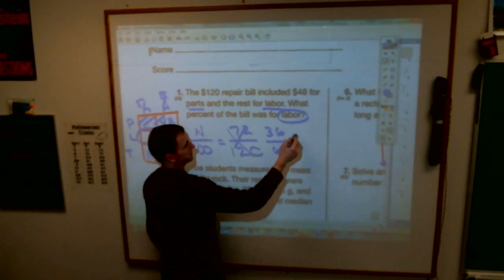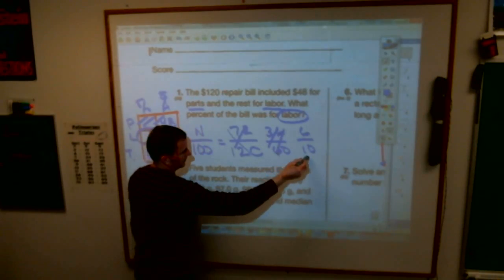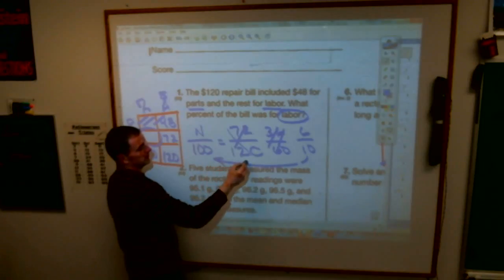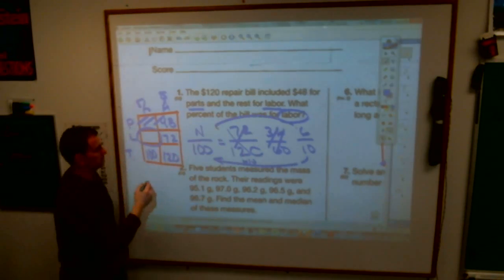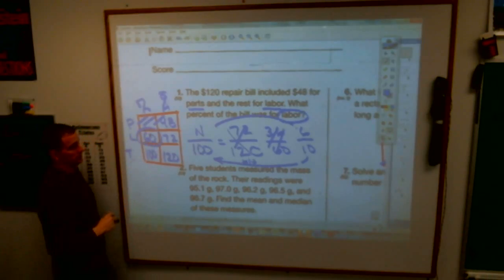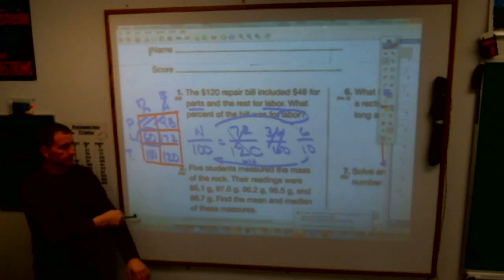Divide them both by 6, 6 over 10. And then if you find something like this, 10 does go into 100, 10 times 10. So 6 times 10 is 60% is labor, 40% is parts.